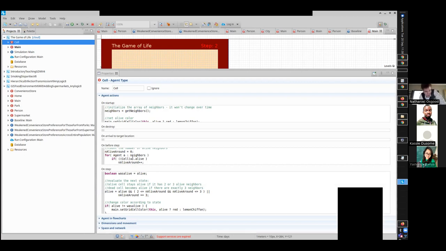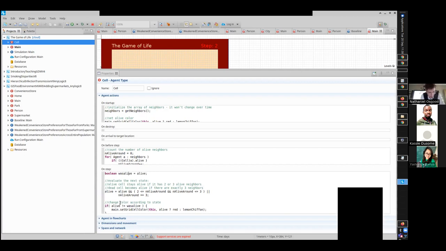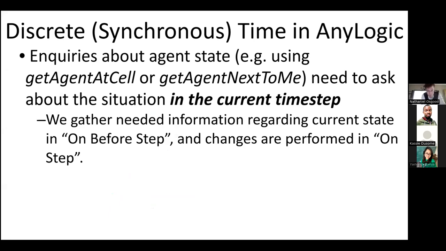If we're currently empty and there's exactly three neighbors that we have that are alive, we become alive. If we're currently living and there are two or three neighbors that we have that are alive, we stay alive, otherwise we're not alive. So the key factor for all of those is how many neighbors around us in the current situation are alive. And that's why it's going through in this before step, it's figuring out everything it needs to know about our situation. And then on the on step, it actually turns that into action. It actually accordingly updates this agent's situation here. And so it sets whether or not they're alive. This is an aspect of discrete time modeling.